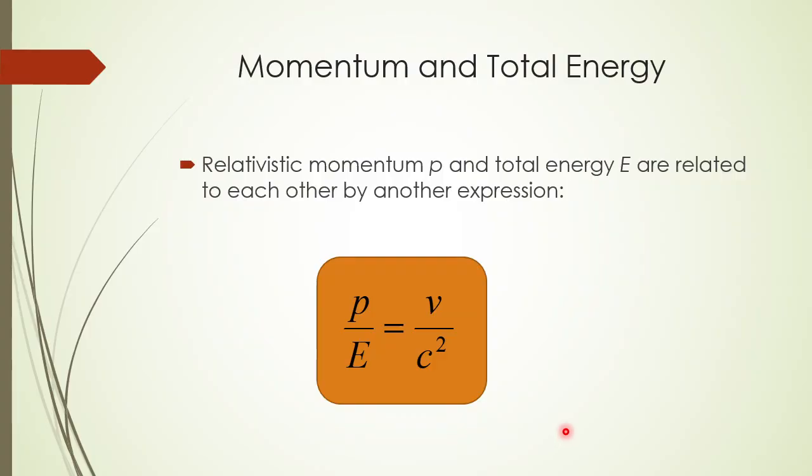Right, last few expressions here for us to learn. Momentum and total energy. Relativistic momentum and total energy are related to each other by this equation: P over E is V over C squared. You can just take some of the equations before that and divide to get this expression.